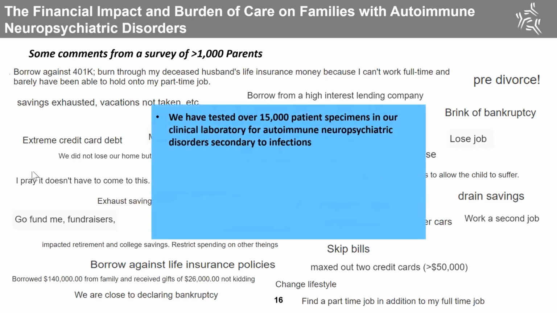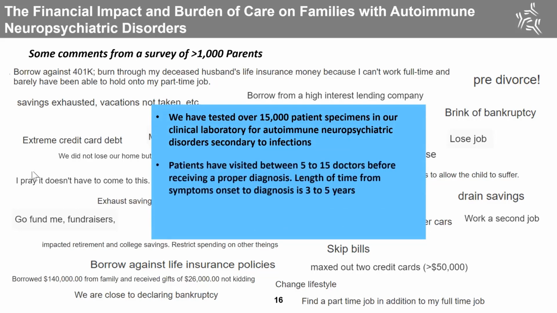We've tested over 15,000 patient specimens in our clinical lab for these autoimmune neuropsychiatric disorders. What we find is that patients have visited between 5 to 15 doctors before they receive a proper diagnosis. And then the length of time from the symptom onset to diagnosis is about 3 to 5 years. Then approximately 3 to 18 additional months before they receive effective treatment.